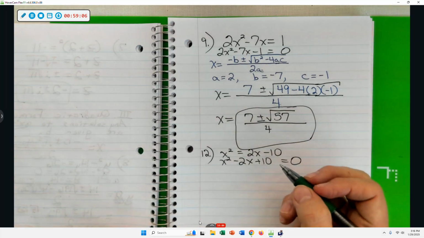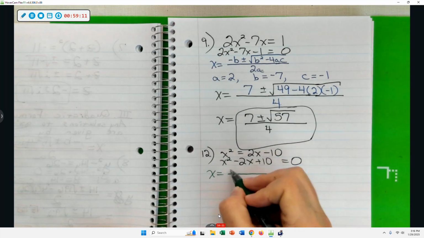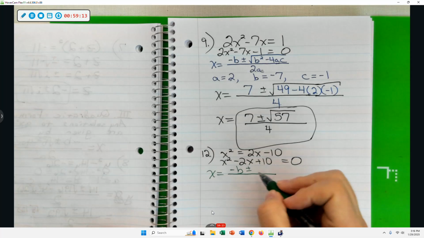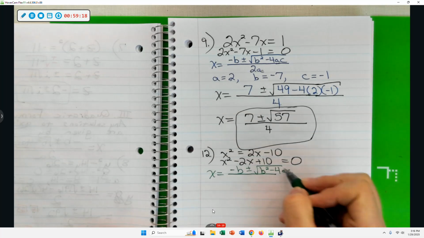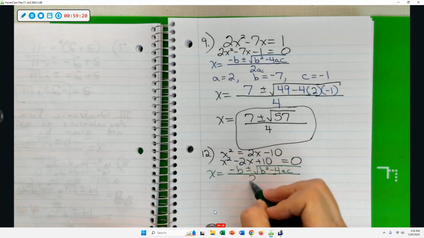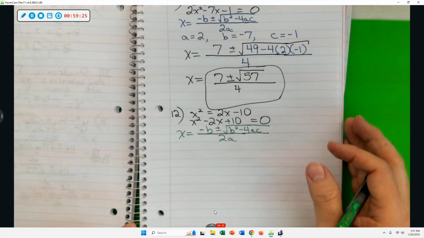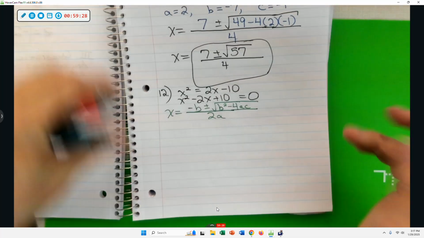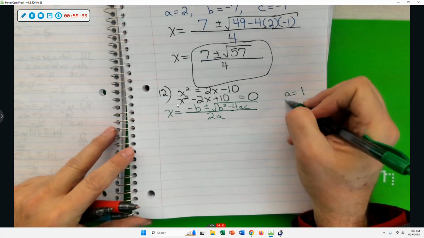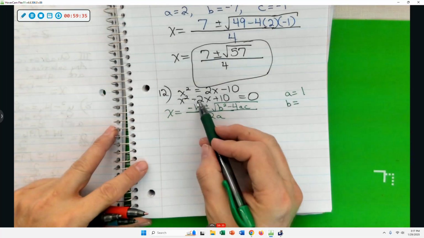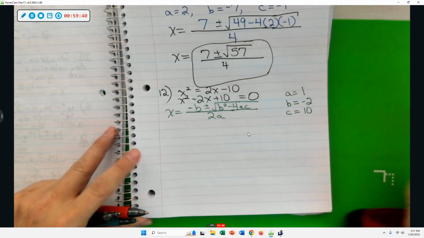So with that in mind, let me write out the quadratic formula again. Negative b plus minus the square root of b squared minus 4ac all over 2a. Let's determine our a, b, and c values. What's my a value? 1. B, negative 2. I agree. And c, 10. I agree.